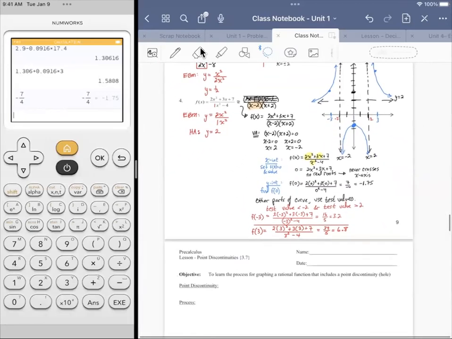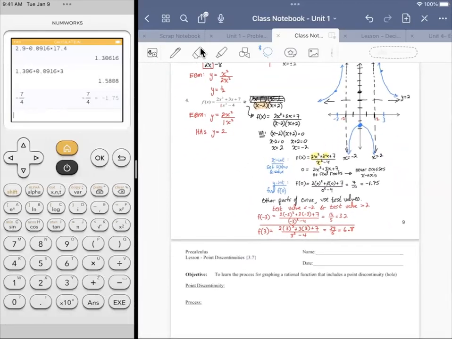We do have one more concept to cover for rational functions, that's point discontinuity. So I'm not at this point going to give you a breakdown step by step of how to graph a rational function, except to say, do all the stuff that we just did. But there is an extra layer to it that we'll talk about next class. All right. So with that in mind, I'm going to stop the recording.